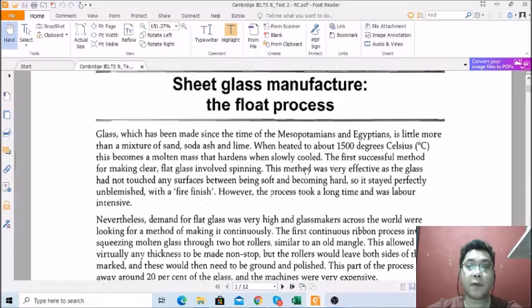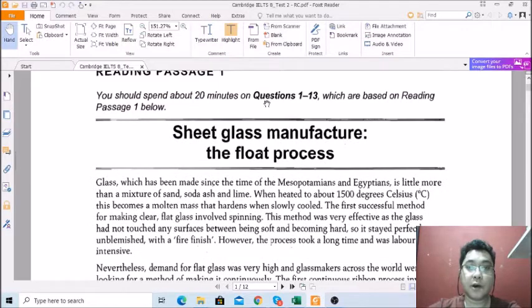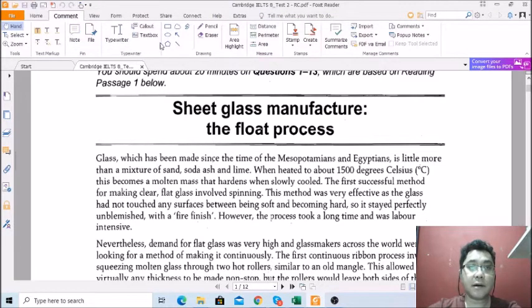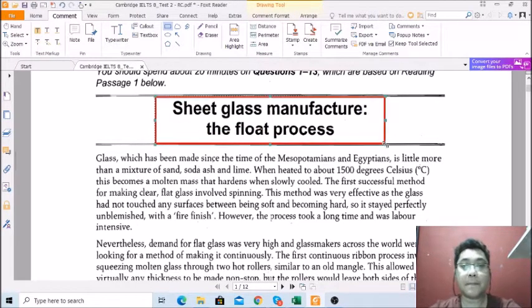And therefore, I want you to go with me at the moment to understand this passage: Sheet Glass Manufacture and the Float Process. The important thing here is that when you are given the test, you need to build your mental state using the title. So when you read the title, you need to understand how you can predict what it's all about.